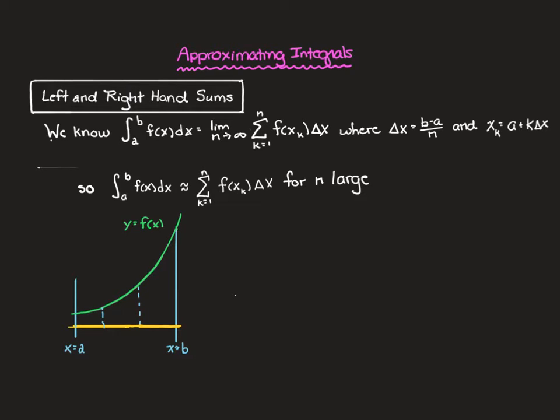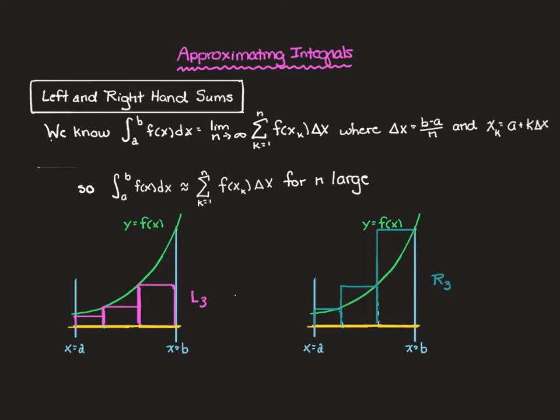So I can use the left-hand endpoint, the right-hand endpoint, or any point in between. For now, let's use left and right-hand endpoints. On the picture on the left, I use the left-hand endpoints, and that gives us L3. And on the picture on the right, in each interval, I use the right-hand endpoints, giving us R3. So we can figure out the values for this.